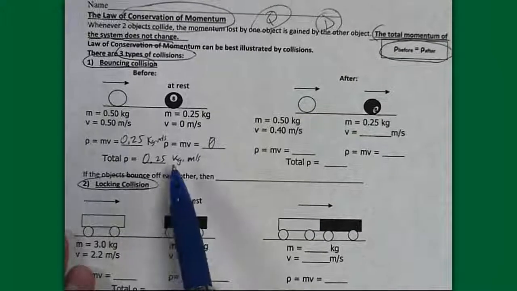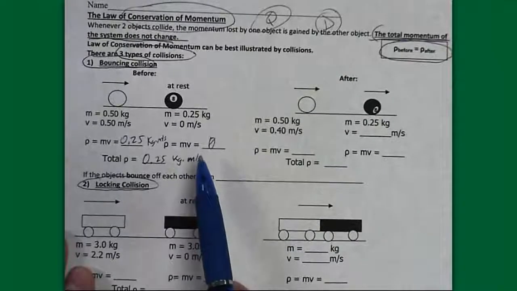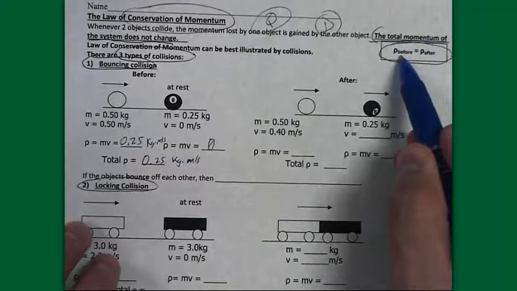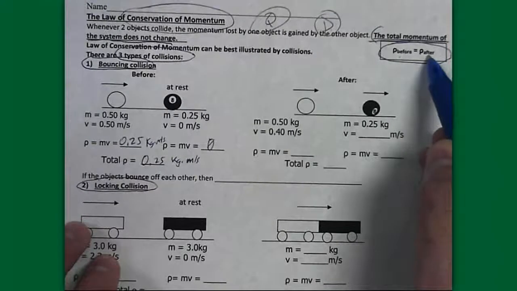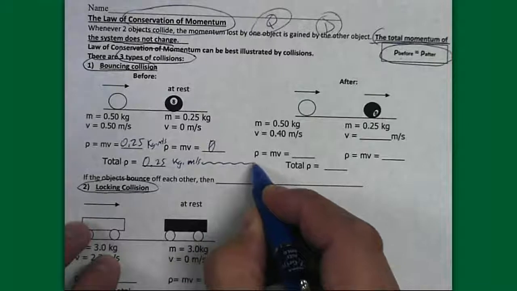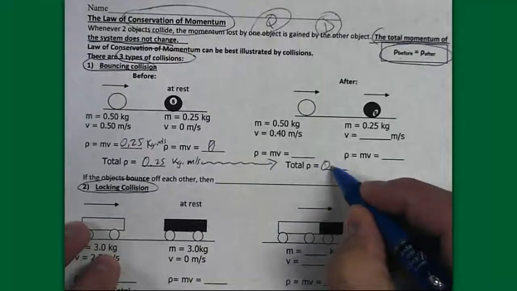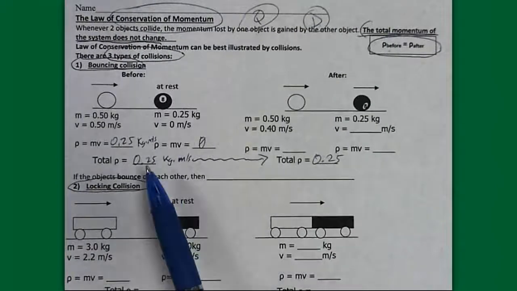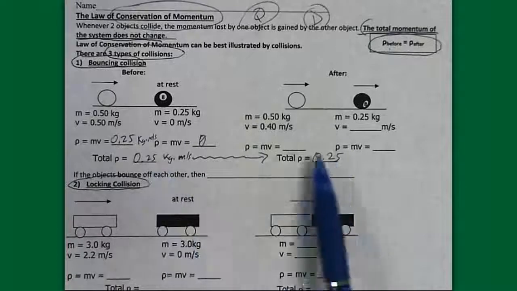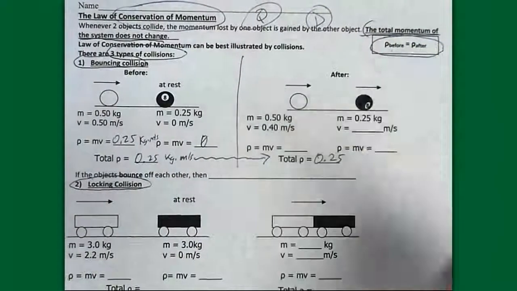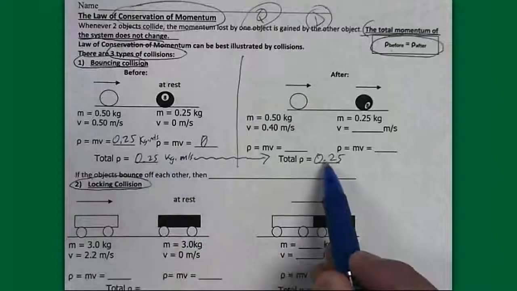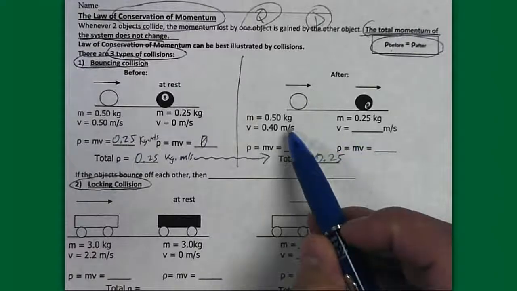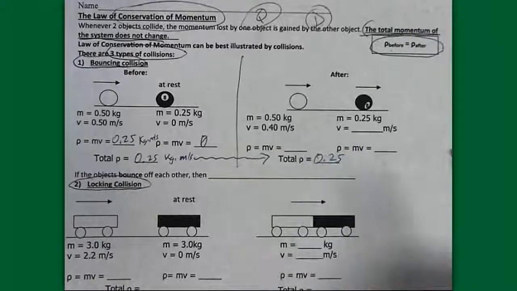And now that we know everything we need to know about the initial stage, I know that since the momentum before the collision has to equal the momentum after the collision, I can take this number and bring it right over here and put it in for the total momentum after the collision, because that's what the law of conservation of momentum says, that the total momentum before and after the collision must be the same. So we have the collision that happens here, and the total momentum doesn't change, even though a lot of other things may change. Well, the momenta and the velocities of the two balls.